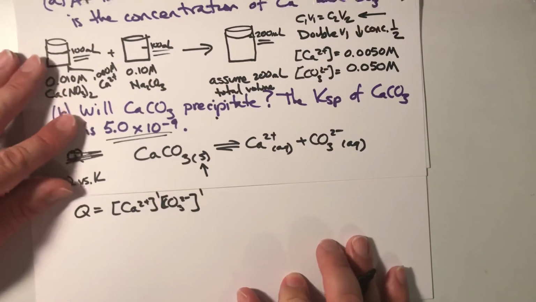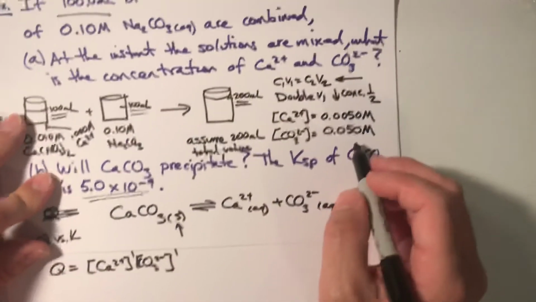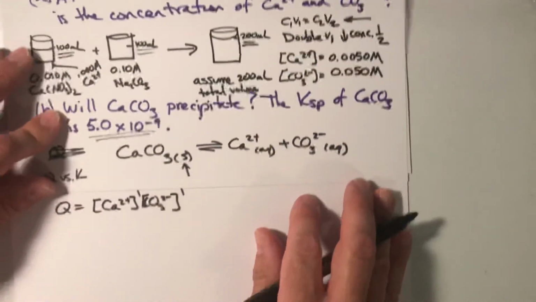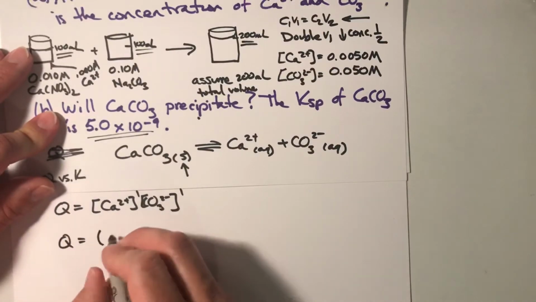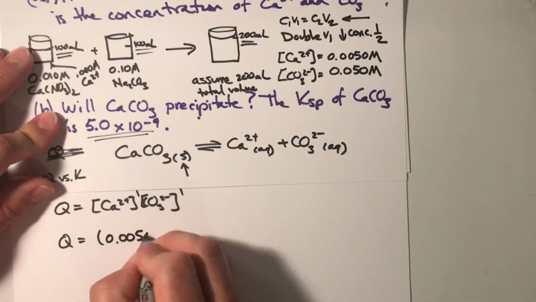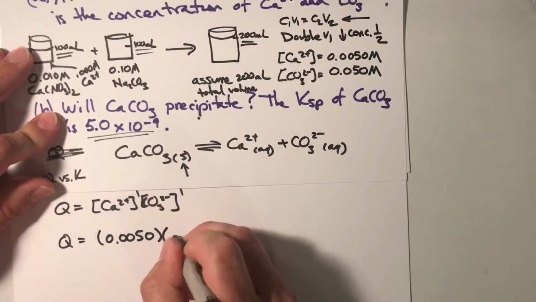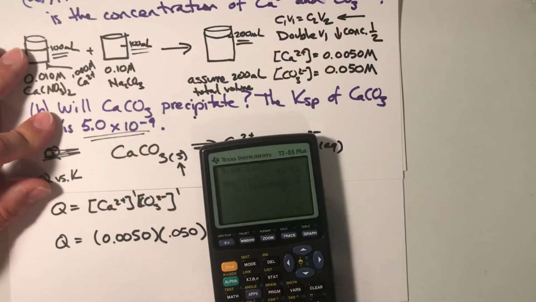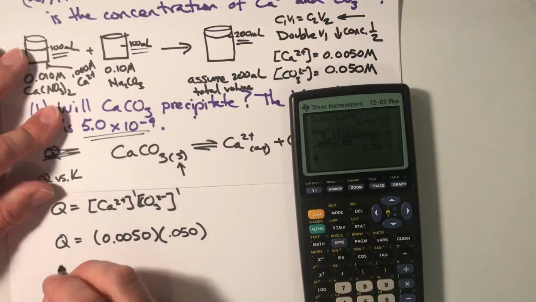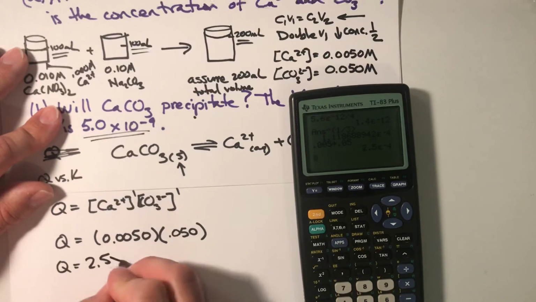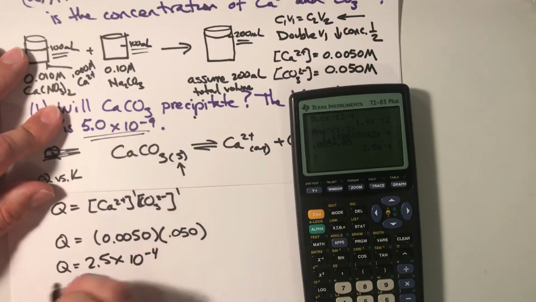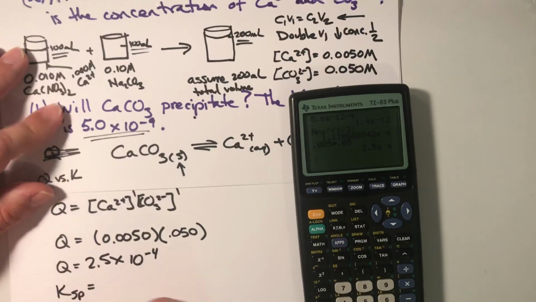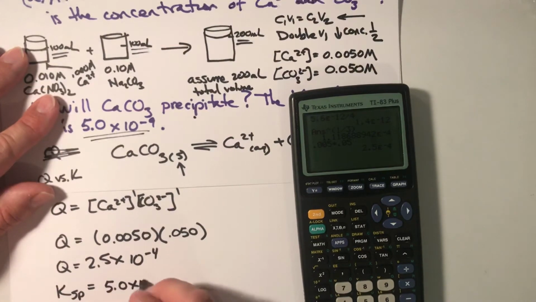Now we're going to calculate Q based on the numbers we solved for back up here. We plug those numbers into our Q expression and get 0.0050 times 0.050. I could do this in my head, but we're going to make sure I do it correctly, so we're going to use the calculator instead. And that gives us a value of 2.5 times 10 to the minus 4. Now remember, the K value for this reaction is 5.0 times 10 to the minus 9.